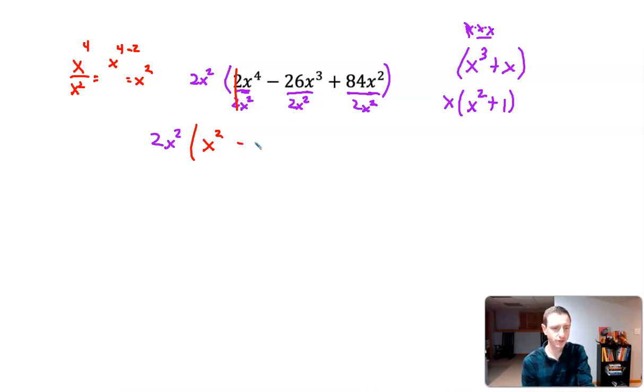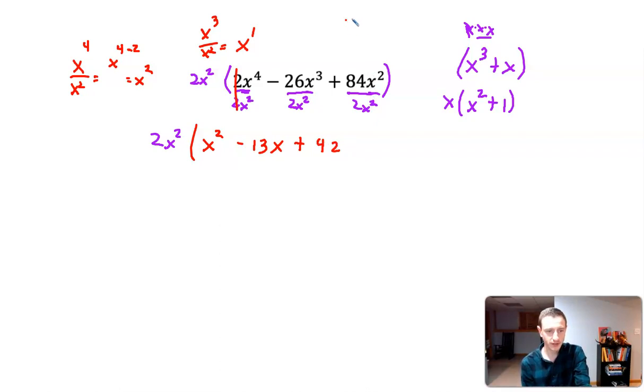26 divided by 2 is going to be -13. Then we have x to the 3rd over x squared. 3 minus 2 is 1, so we just get x to the 1st. Then 84 divided by 2, it's going to be positive. And this is negative because this was negative 26 divided by positive 2 is still negative. 84 divided by 2 is going to be positive 42.